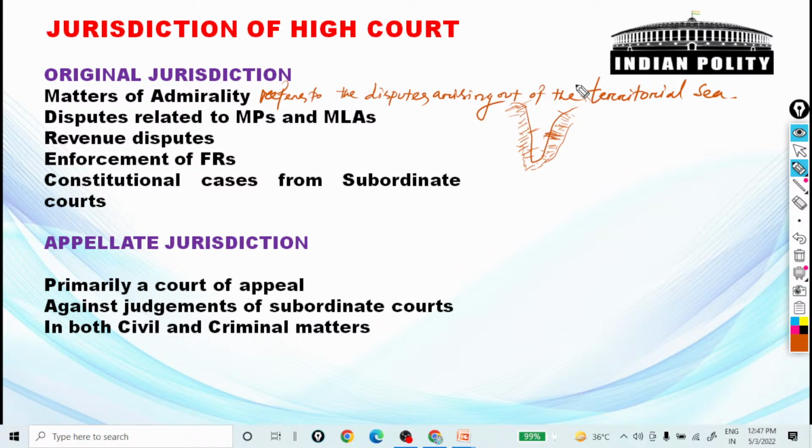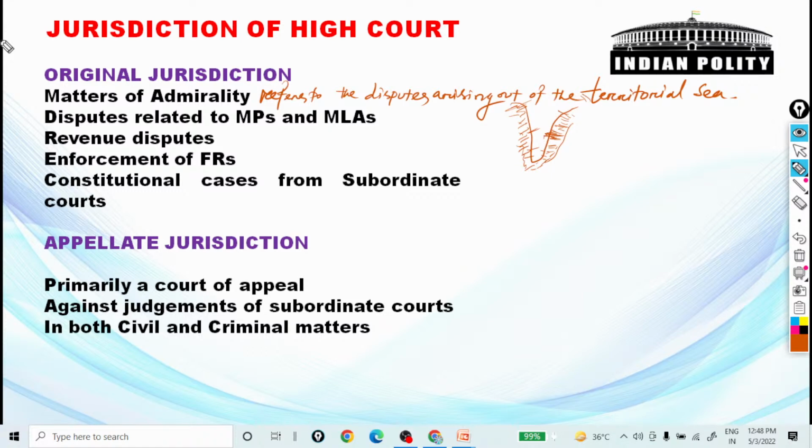It has been added to both. It has been conferred upon both the courts, the Supreme Court and the High Court. So enforcement of fundamental rights in case of their violation, either by the state or by an individual, is a common original jurisdiction of both the courts.